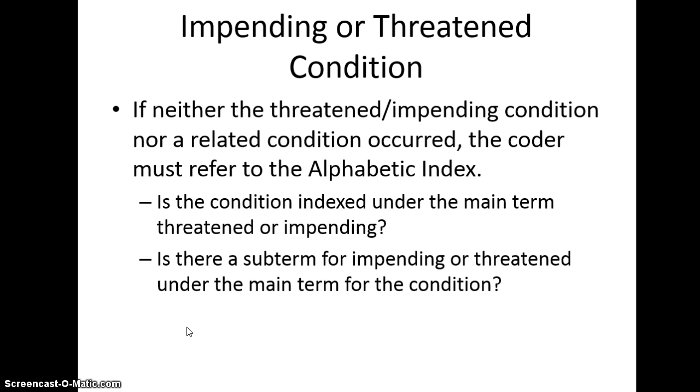What you're going to need to do is review that record to determine if that condition actually existed or actually occurred. And if it occurred, you're going to code it as if it is confirmed. However, if it did not occur, or a related condition did not occur, you're going to want to take your direction from the alphabetical index. Turn to the main term, threatened or impending, and look for your condition there.